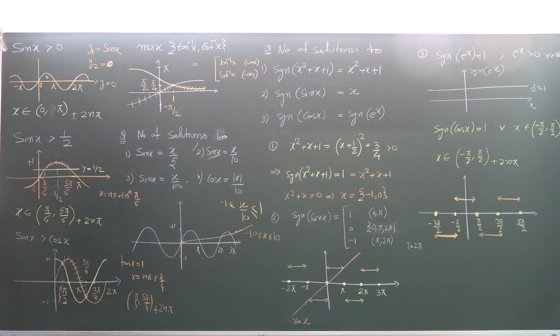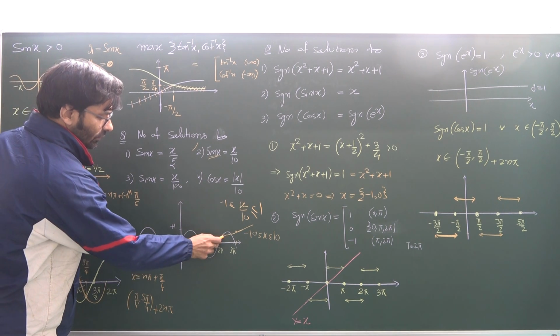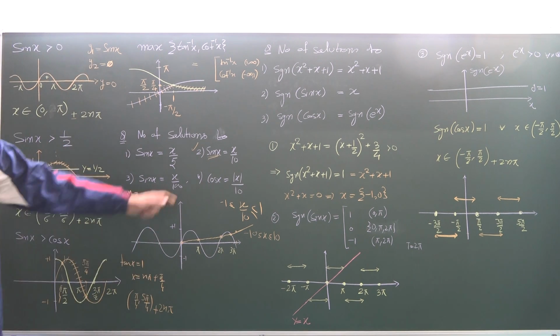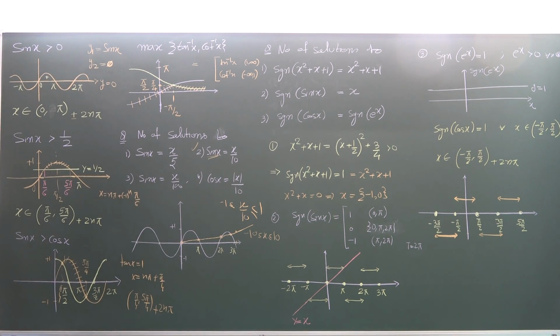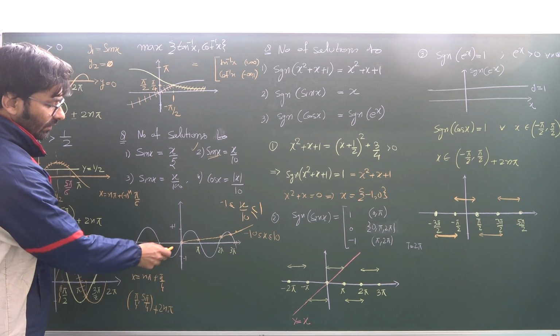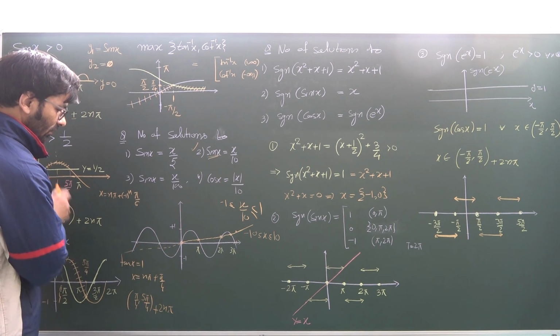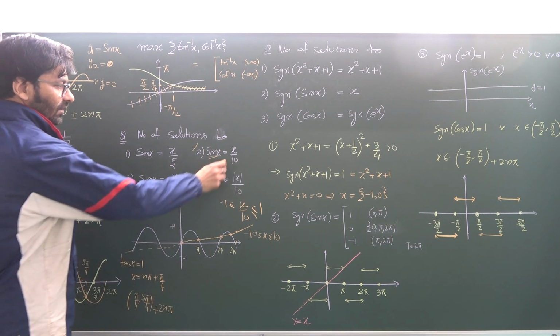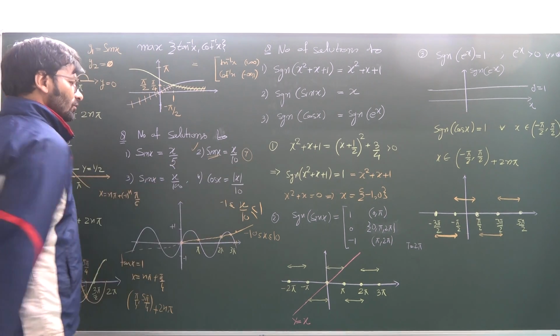Okay, so 3 points. This is a solution, this is a solution, this is a solution, and x equals 0 satisfies this. Sin x is symmetrical about the origin. Likewise, x by 10 is symmetrical about the origin, which means if there are 3 solutions on this side, then 3 will exist on this side. So 3 plus 3, 6, plus 1, 7. This has got 7 solutions.